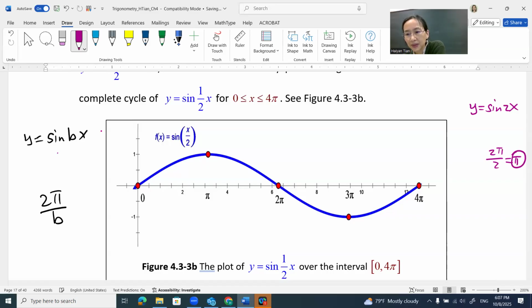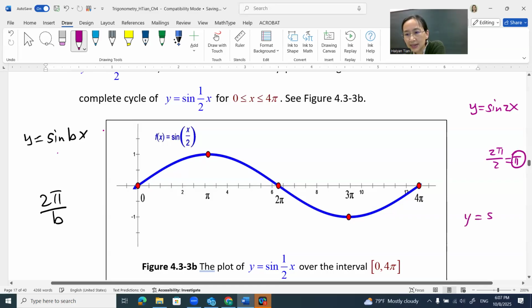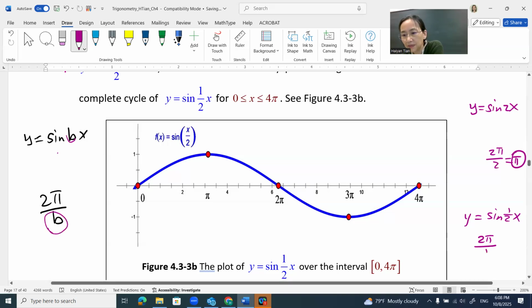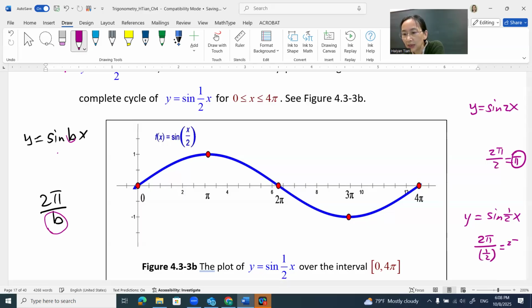Now when we have sine half of x, what's the period? The period is 4 pi. Why? Because we use the formula 2 pi over half. According to the formula, whatever the b value is, we just do 2 pi divided by this b. Dividing by half is the same as multiplying by 2. So 2 pi times the reciprocal of half, which is 2. So 4 pi.